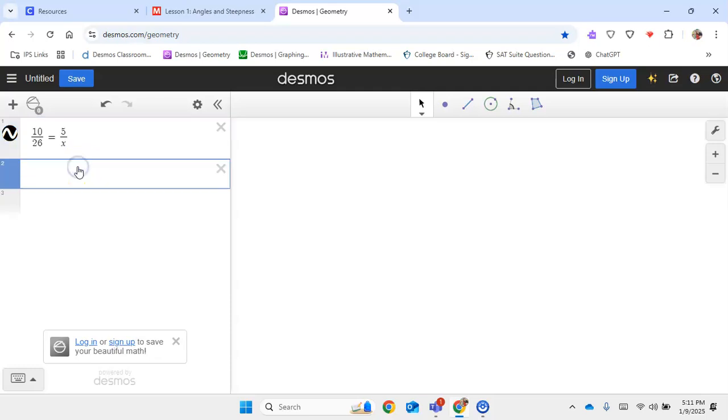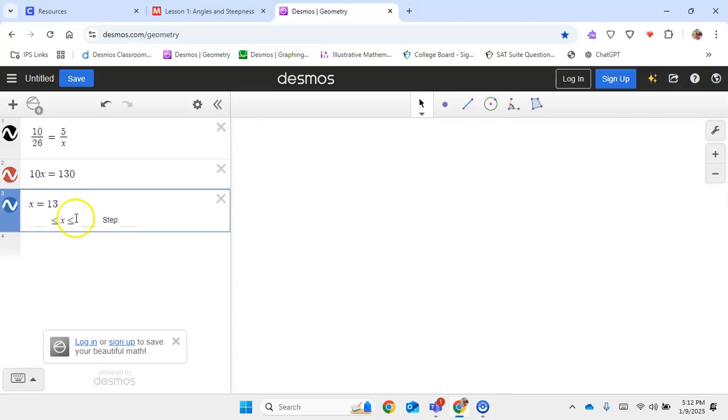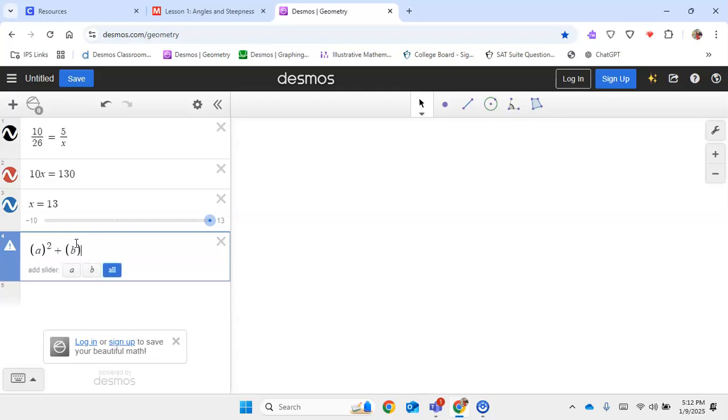If we cross multiply, 10 times x is 10x, and 26 times 5 is 130. If I divide both sides by 10, 10x divided by 10 is x, and 130 divided by 10 is 13. We're going to check our answer using the Pythagorean theorem, which is a squared plus b squared equals c squared.